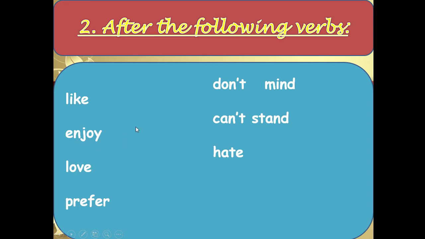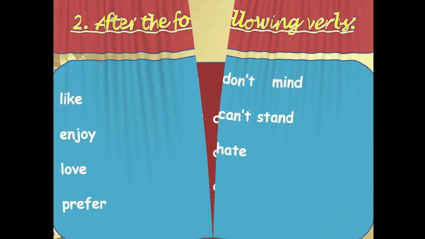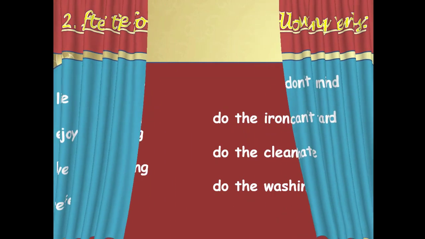Enjoy drinking coffee or enjoy to drink coffee. Like to watch videos or like watching videos. Prefer, also here, prefer eating pizza or prefer to eat pizza. So these verbs you can add to plus infinitive or gerund. Gerund means to add ing at the end of the verb. Great.